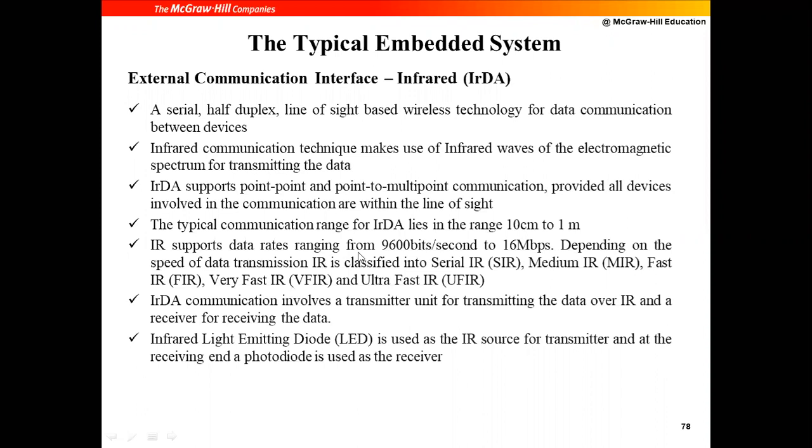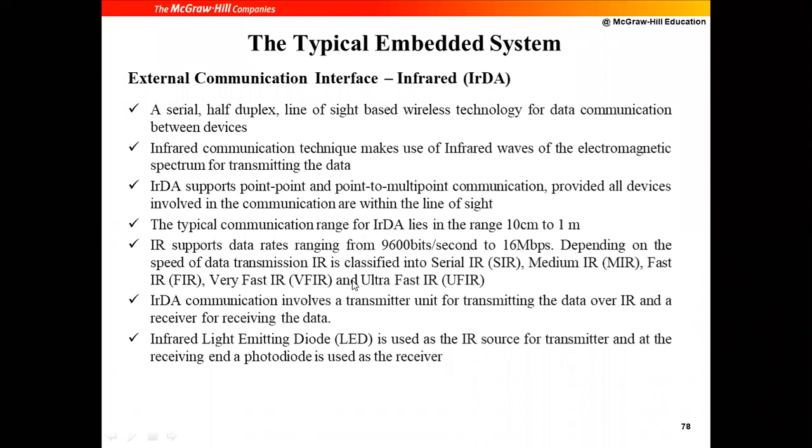It supports data rates ranging from 9600 bits per second to 16 Mbps. Depending on the speed of the data transmission, IR has been classified into different types: serial IR (SIR), medium IR, fast IR, very fast IR, and ultra fast IR, depending on the data transmission rate.